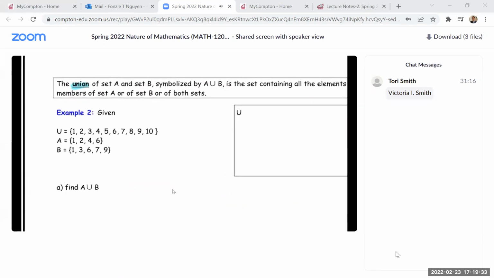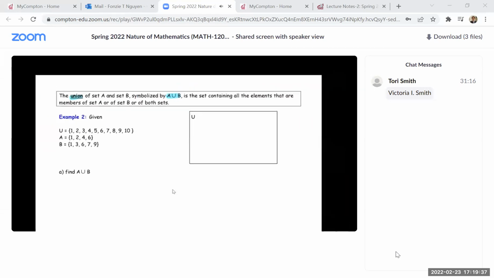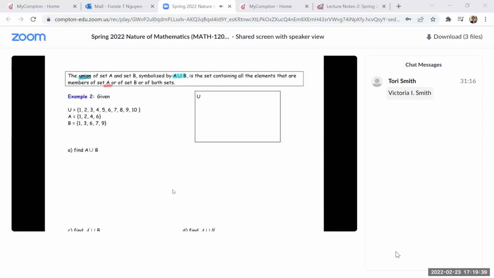and the symbol is a U. That means union. So a union is the set that contains all the elements that are in A or in B. Basically, you're just combining the two together. So let's draw the picture again. A, B.